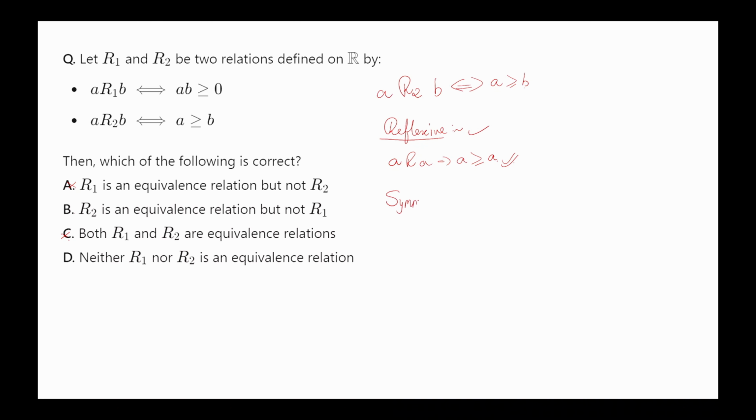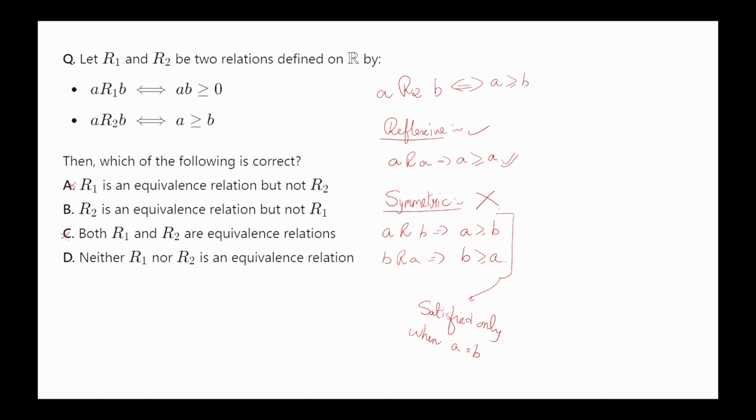Let us check for symmetric. While checking for symmetric, A related to B means A is greater than or equal to B. Now if I have B related to A, would B always be greater than or equal to A? Both these conditions need to be satisfied together: A is greater than or equal to B and B is greater than or equal to A. This can be satisfied only when A is equal to B. If, let's say, A and B are different, A is 5, B is 3, then would the vice versa be true? Is 3 greater than or equal to 5? No. That means it is not a symmetric relation.